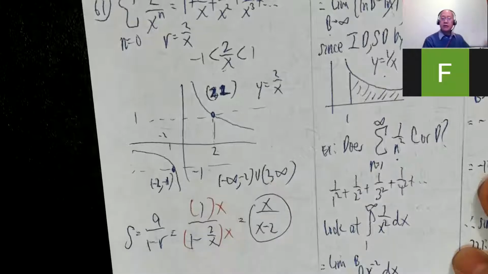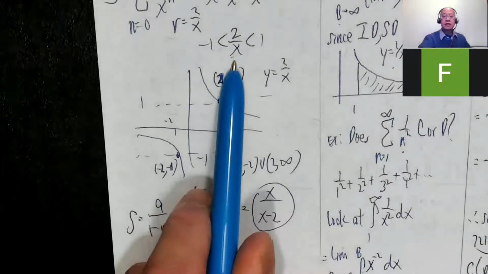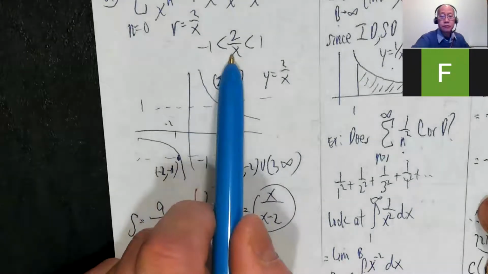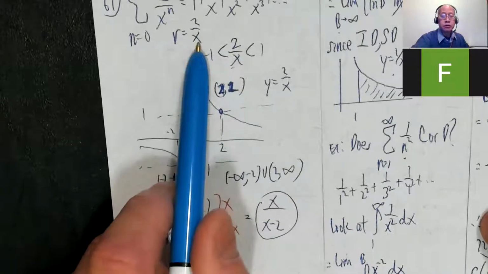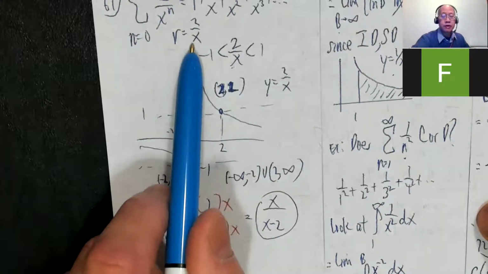Okay, so for instance, if I plug in 3, the common ratio is 2/3. That's less than 1. Or if I plug in -3, I'm also good. But I cannot plug in, let's say, 1. That would make the common ratio 2. And I can't plug in a -1. That would make the common ratio -2.